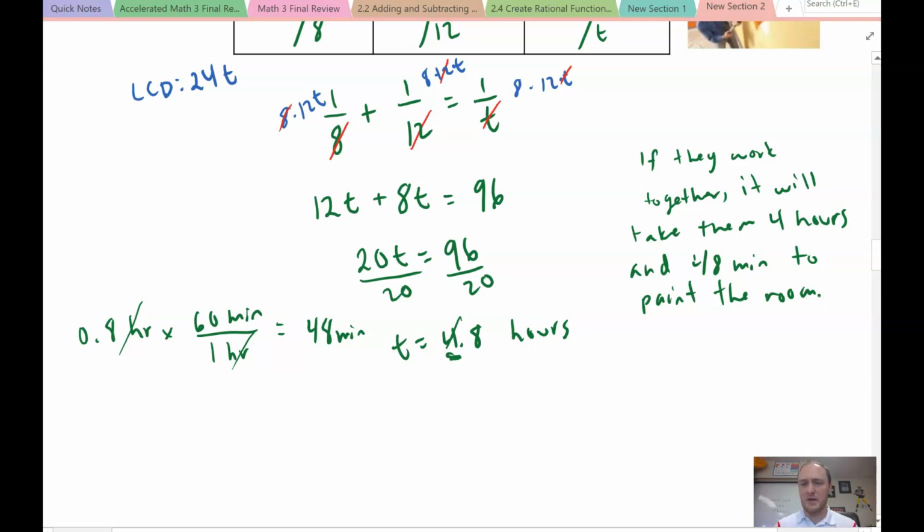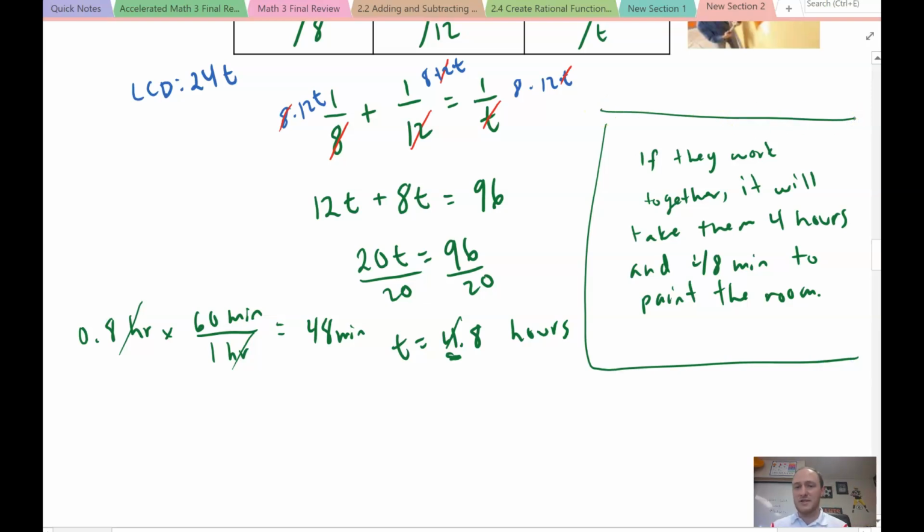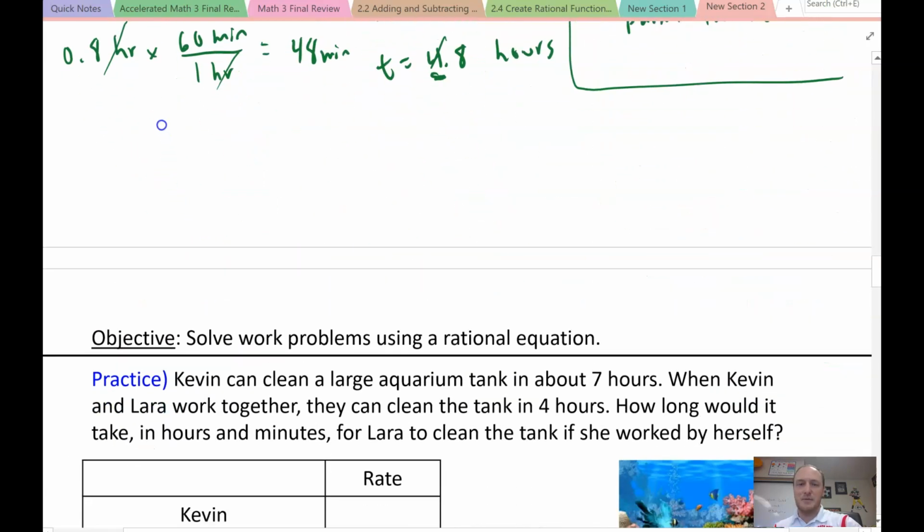All right. Okay, so that's it. That is work problems, right? You construct the rate, the jobs divided by the time it takes. You make an equation, and then you solve that equation with those individual rates. Okay, so that is the last example.